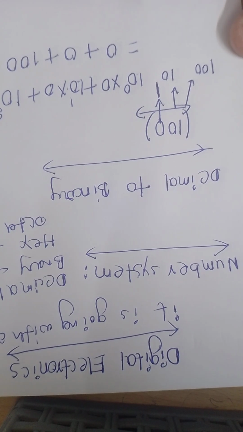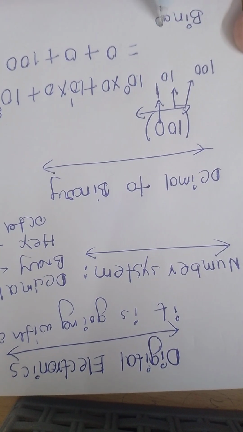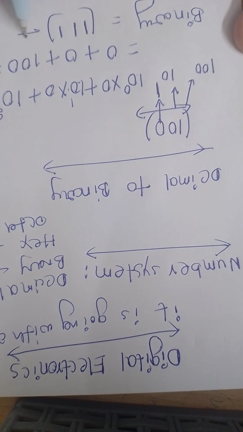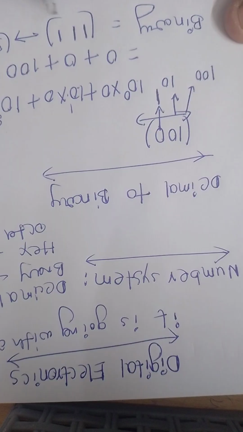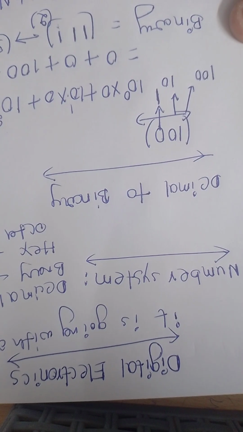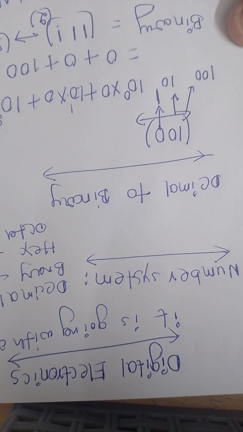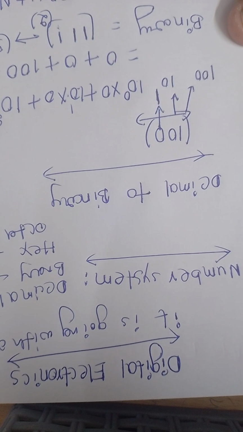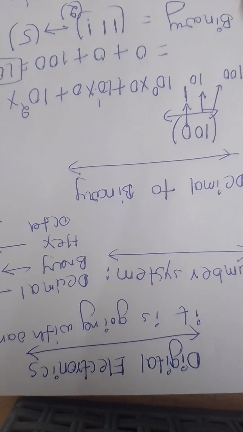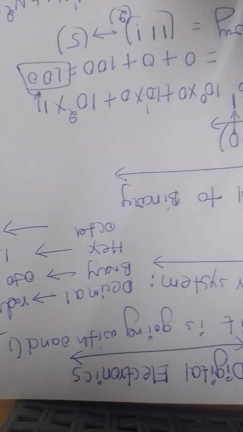Similarly for binary. If you take a binary number like 1 1 1, this is 5 in decimal. With place values, the base, or radix, is 2, so n power 0 into 1 plus n power 1 into 1 plus n power 2 into 1. Here the base n is 2, so 2 power 0 into 1 plus 2 power 1 into 1 plus 2 power 2 into 1.